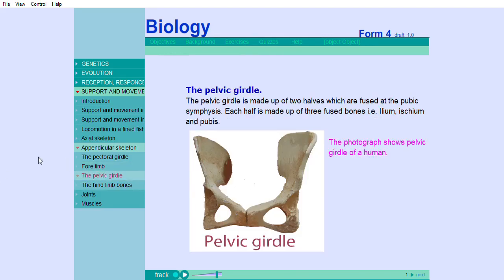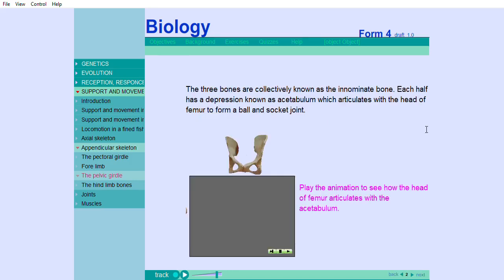The pelvic girdle. The pelvic girdle is made up of two halves which are fused at the pubic symphysis. Each half is made up of three fused bones, that is, the ilium, ischium, and pubis. The photograph shows the pelvic girdle of a human. The three bones are collectively known as the innominate bone.